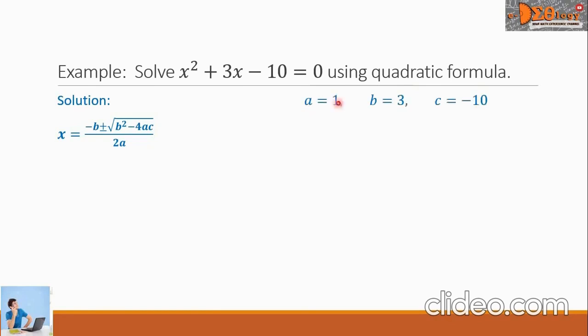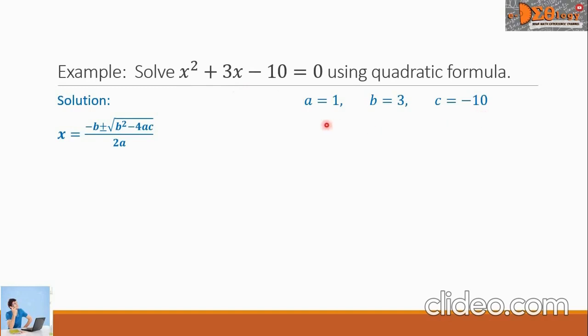First, let us make sure that our problem is in standard form. And it is. Now, we are ready to collect the values for a, b, and c. The a is the coefficient of x squared, and that is equal to 1. b is the coefficient of x, which is positive 3. And c is the constant, and we write here negative 10.